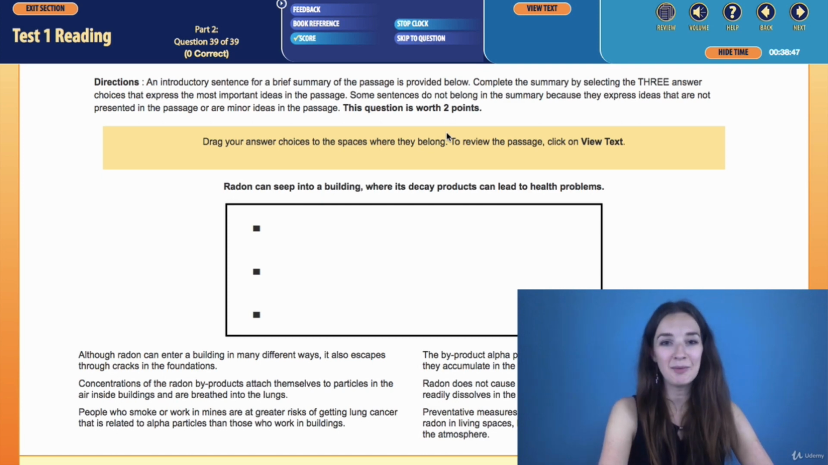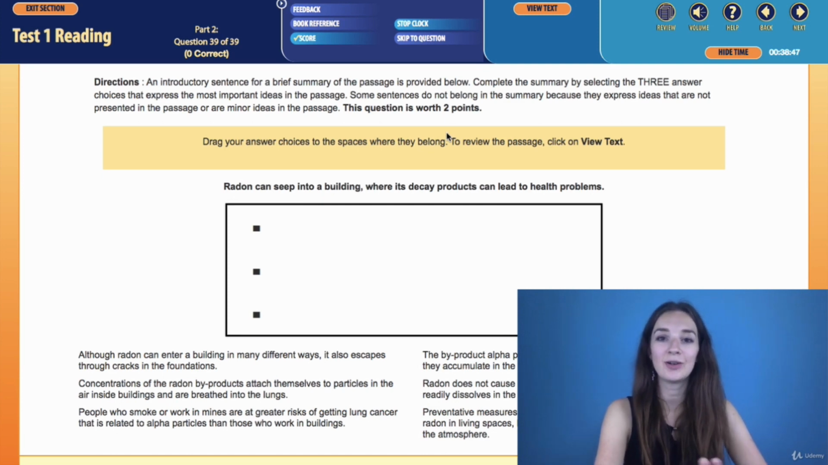Easy, because you remember how we were reading the text. We were reading only the specific sentences of the text. We were reading the topic sentences and we were reading the thesis statement, which was at the end of the introduction. So the summary question asks you about those sentences that you read. It asks you about the thesis statement and it asks you about the topic sentences.